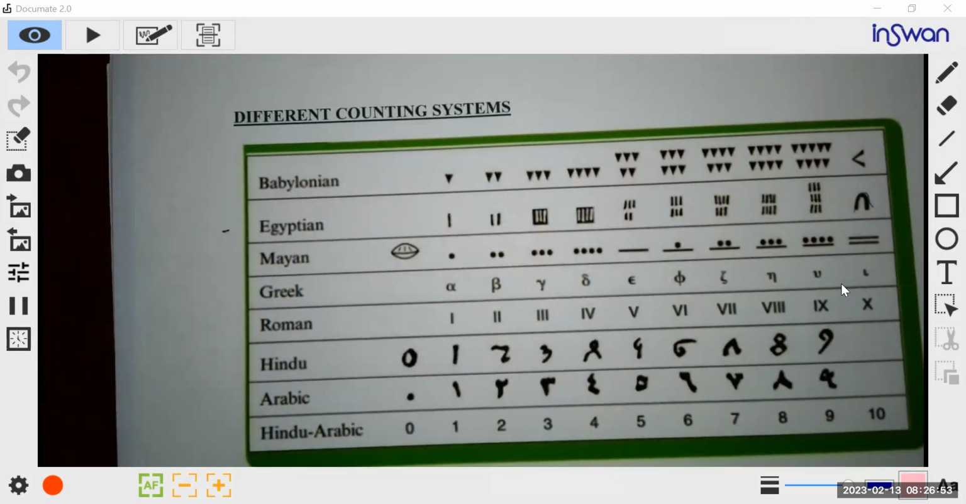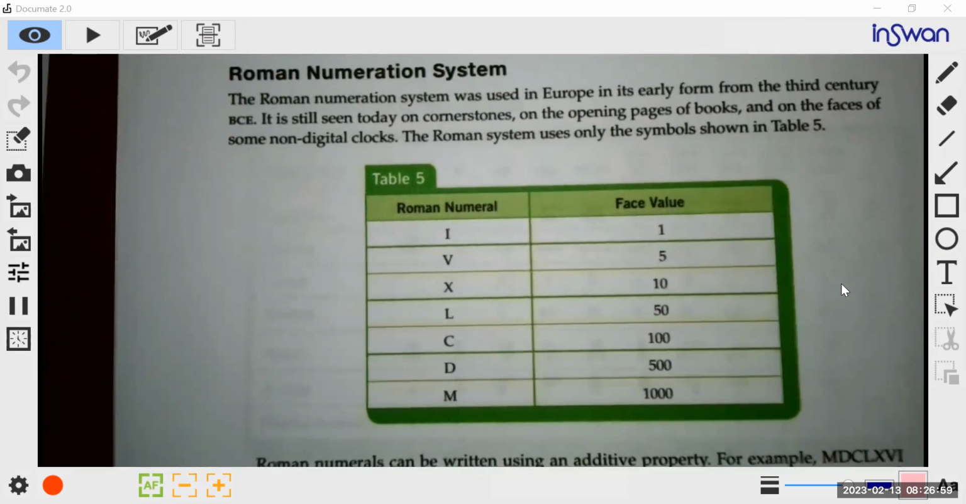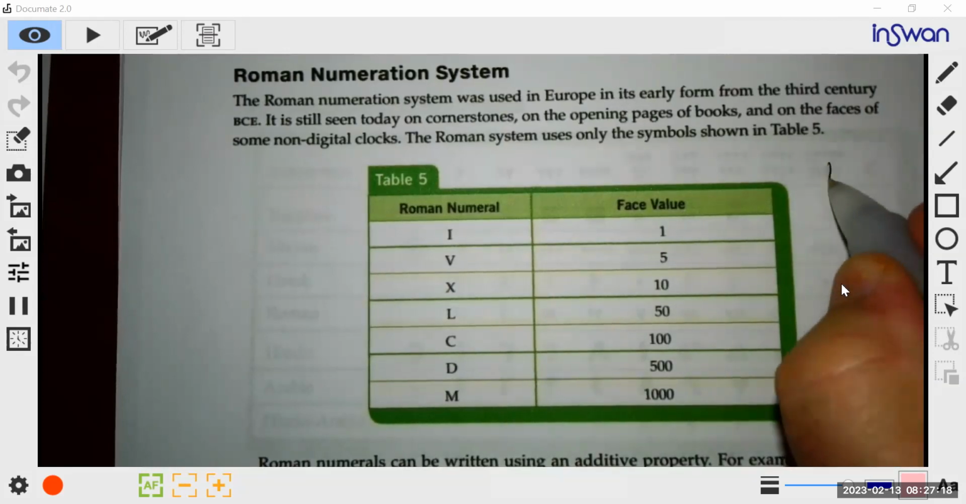The next evolutionary step is the Roman numeral system. You've seen these a lot. They're on dollar bills, they're on buildings, they're on movie trailers. Whenever you see those, on the Super Bowl.